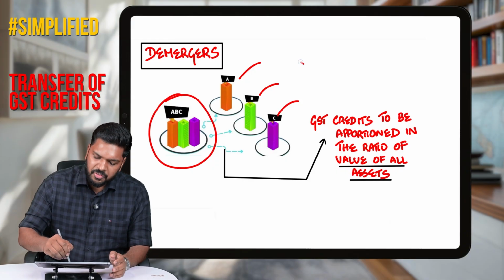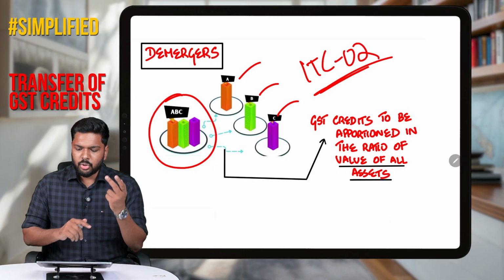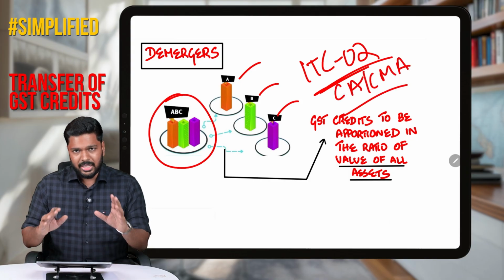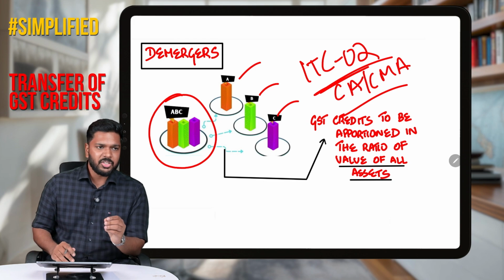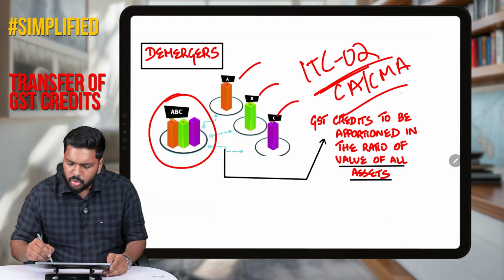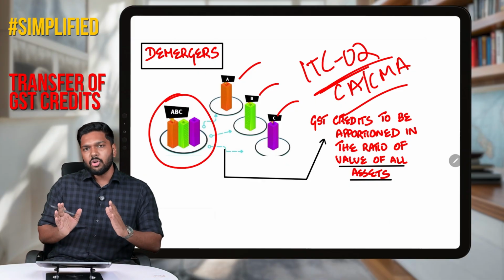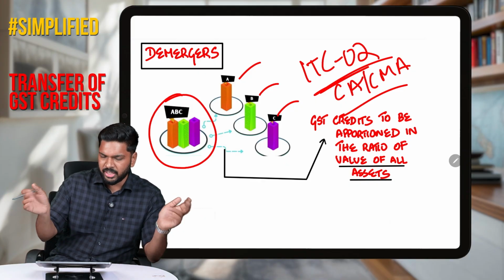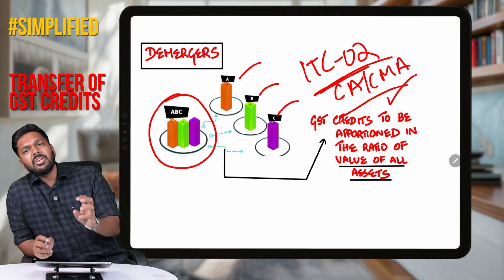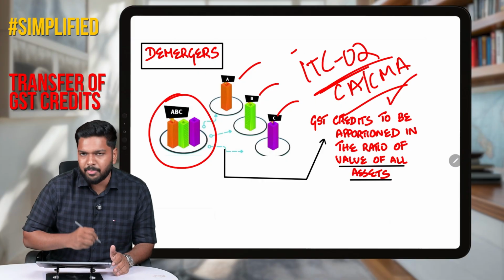Number one, you need to file ITC-02 furnishing the details. Number two, you need a CA-CMA certificate certifying that the ITC is remaining unutilized, is bona fide, genuine ITC and is being transferred. Number three, you need to transfer all the liabilities from ABC company, in the proportion that they decide. And number four, the individual demerged entity should accept the details in ITC-02 on the GST portal.